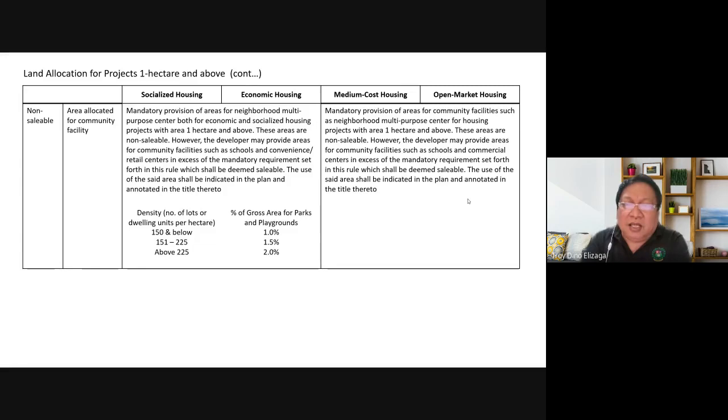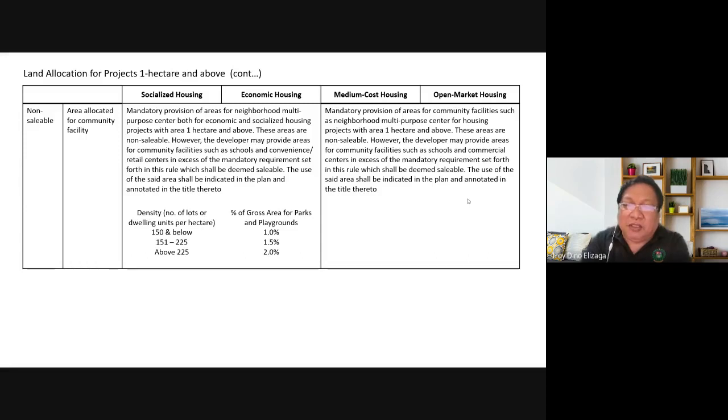So these are non-saleable. And depending on how generous you are, for example, you're only required 3.5% for open space and parks and playgrounds, and then there's still a lot more open space after even deducting the roads, because somehow you design it very efficiently. So you can still put more facilities.